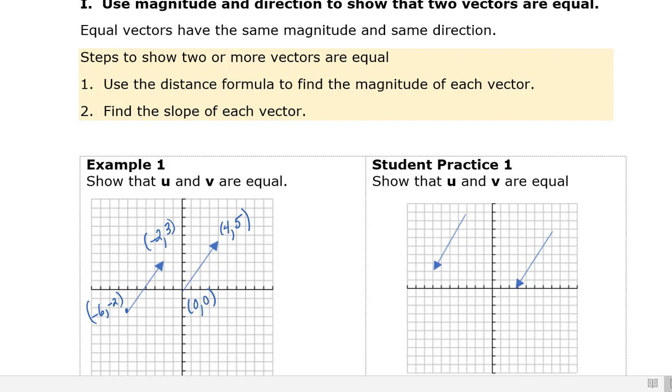All right, so I've indicated the initial point and the terminal point. So we're starting at (-6, -2), and then we've got this terminal point (-2, 3). The first thing I'm going to do is use the distance formula to find the magnitude.